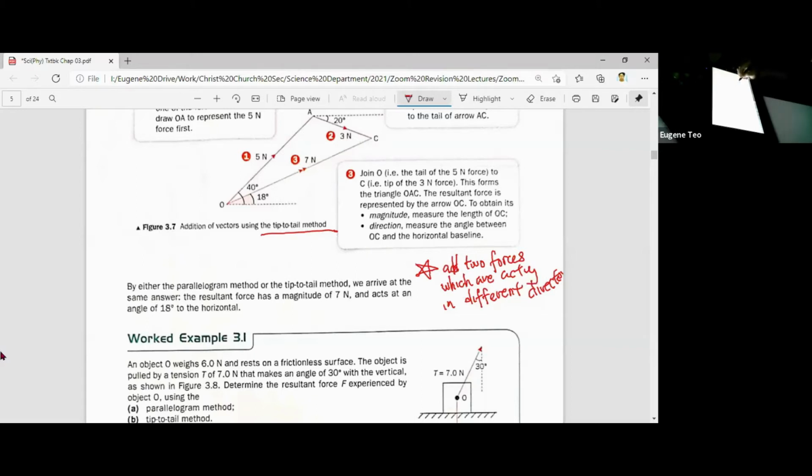When I say different direction, I mean that they are at an angle, some sort of a weird angle that you just can't add up the forces, like just take 5 plus 3, this kind of stuff. You need to draw it out to determine the resultant force.